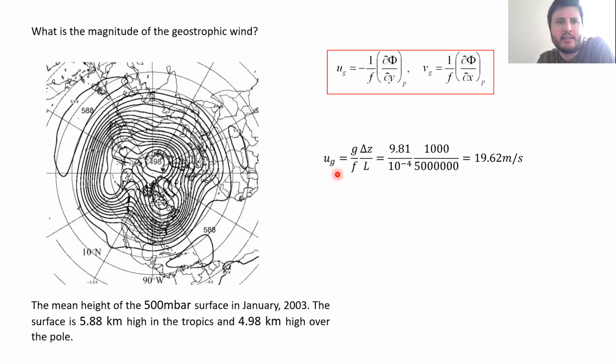For the Coriolis parameter, we take a typical mid-latitude value, since we want to derive the magnitude of this flow, and we put all these numbers together. You see there is approximately a 1,000 meter difference, and this gets us a magnitude of 19.62 meters per second. That is actually quite close to a typical velocity at this 500 millibars.